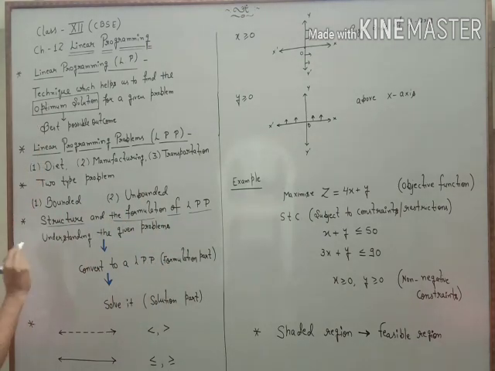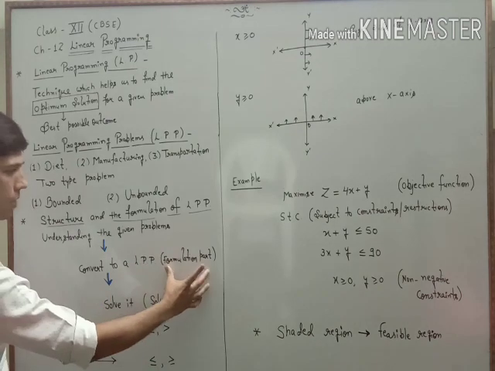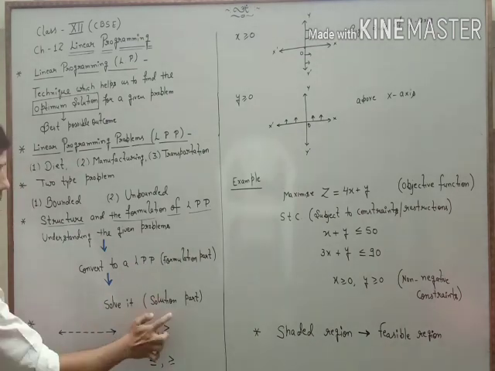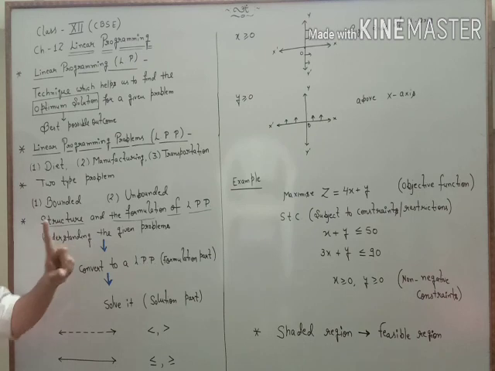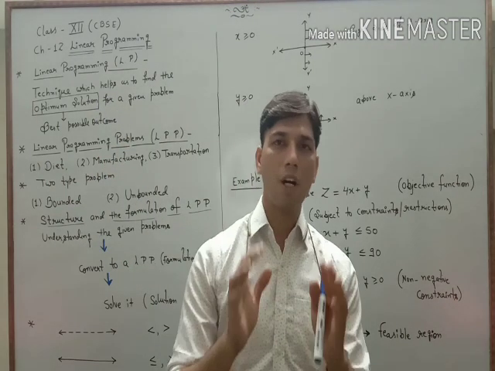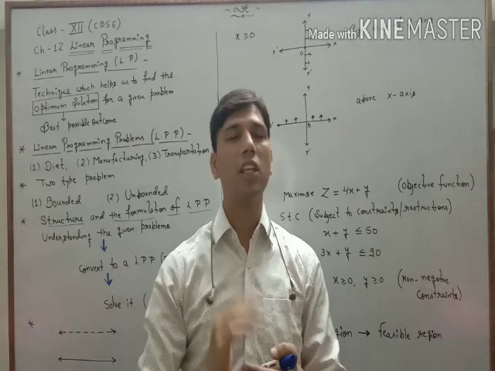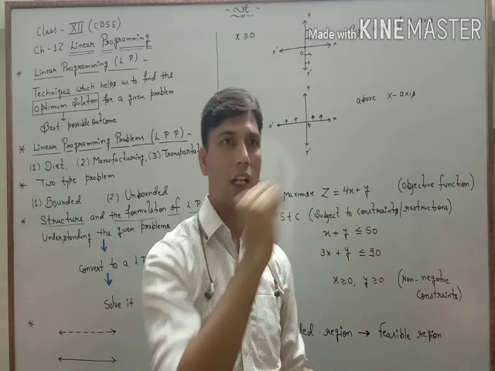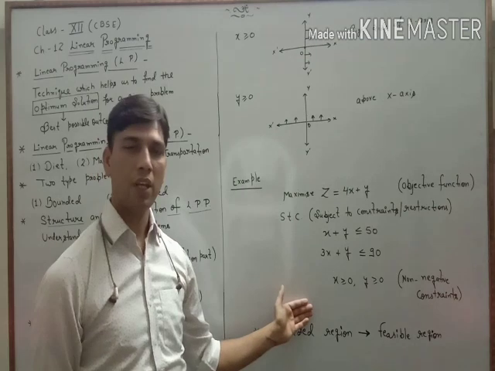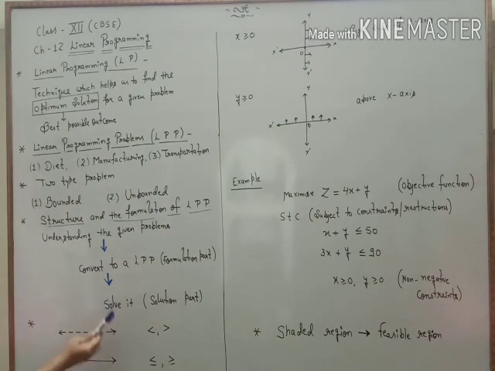First thing is understanding the given problem. Then convert to an LPP, which means this is the formulation part, and solve it is called the solution part. Listen, one by one. Understanding the given problem means in the second exercise some word problems are given. So firstly you have to understand the word problem, and after that you have to convert it into the mathematical form like this, and then solve by the graphical method. So this is the sequence.